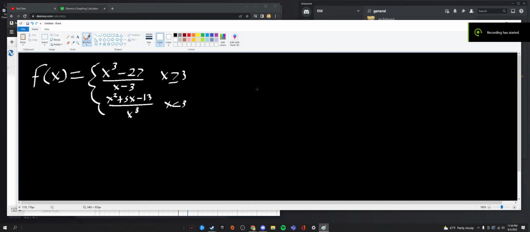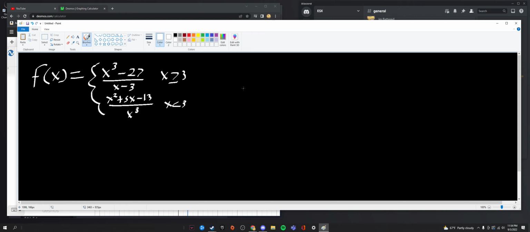Hey everyone, today we're going to be looking at limits of piecewise functions. So, we have a piecewise function here and we're going to take the limit. I'll explain a little bit. So, piecewise functions, what are they?